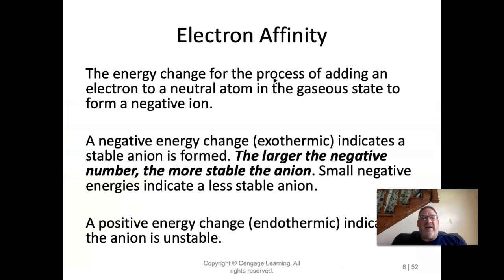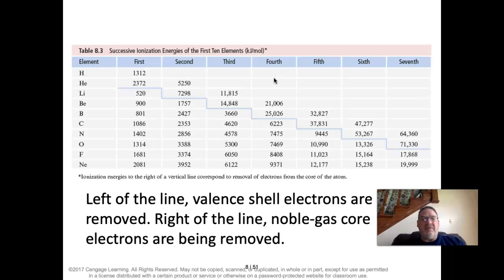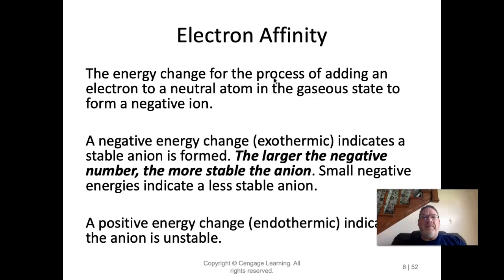And I'm going to skip ahead here. And again, we've got numbers, but I don't focus too much on those. Electron affinity, which is the final trend. If ionization energy is for the removal of an electron, electron affinity is for the addition of an electron. And here's one of the things that I want you to take out of this. The larger that negative value, the larger the energy change, the more stable the anion.